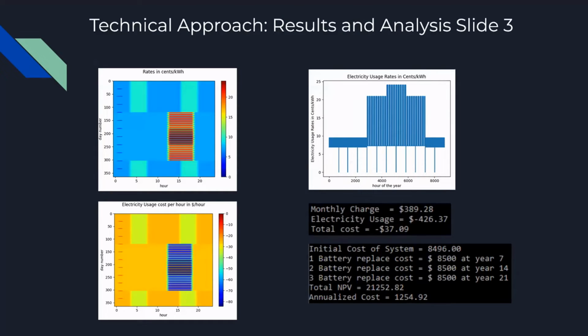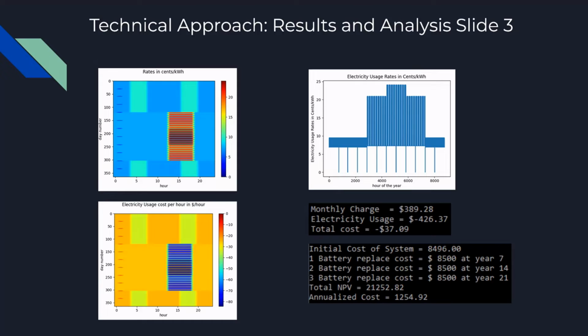Here's more results and analysis. The cost of the system. The 2 heat maps are on the left, like the rates in cents per kilowatt hour and the electrical usage per hour and like money per hour. And then the top right graph is the usage rates. Like they go up in the summer because more people are using it, like AC. The figures are on the bottom.